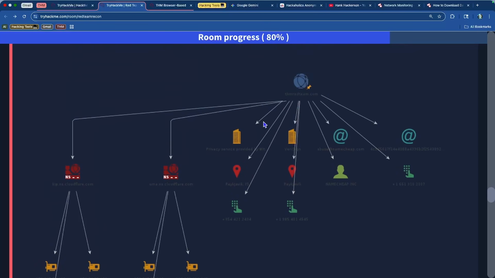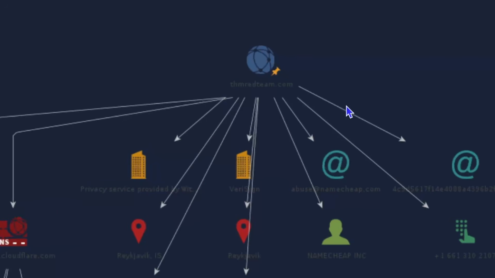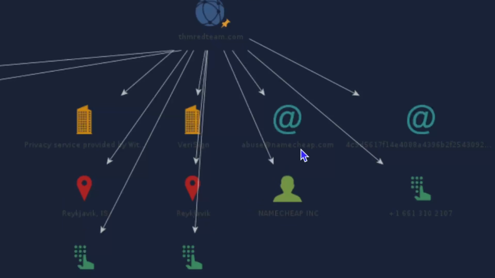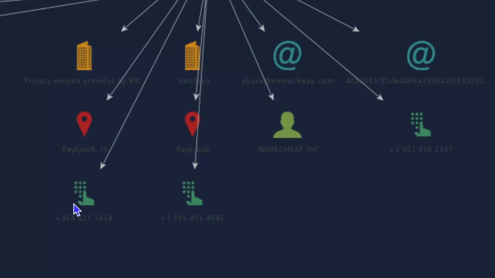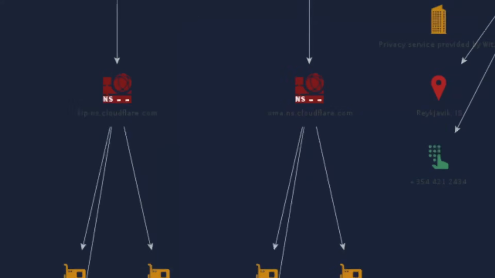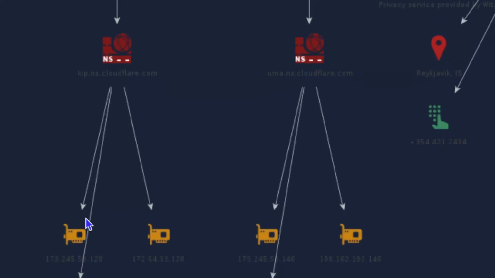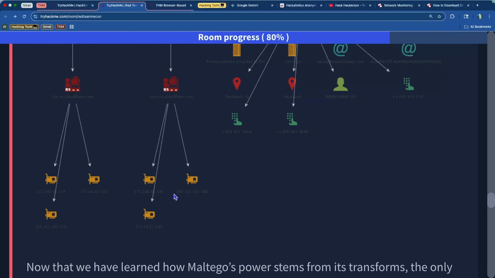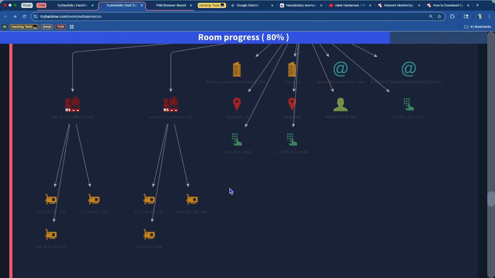This is really, really cool. So thmredteam.com is where it all starts from. And then from there, it pulls abuse@namecheap.com. It pulls this other email address. There's a phone number, Namecheap Incorporated. There's a couple of locations here. And if we go further, we can see phone numbers down here as well. And then now we have a few other name servers. And from these name servers, we can go further down and we can see new IP addresses pulled from those name servers. Really, really cool, very handy.